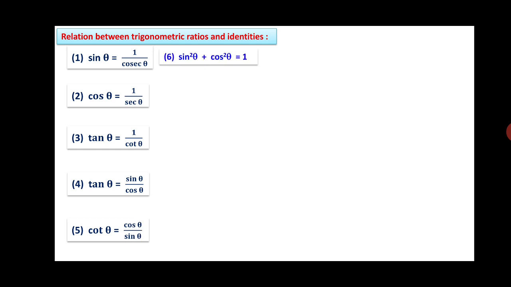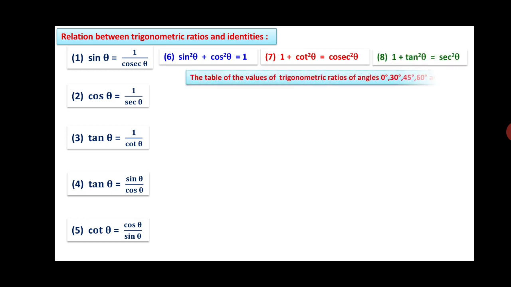Also, we have studied three identities. Sin square theta plus cos square theta is equal to 1. 1 plus cot square theta is equal to cosec square theta. 1 plus tan square theta is equal to sec square theta. And the following table of the values of trigonometric ratios of the angles 0 degree, 30 degree, 45 degree, 60 degree, and 90 degrees.